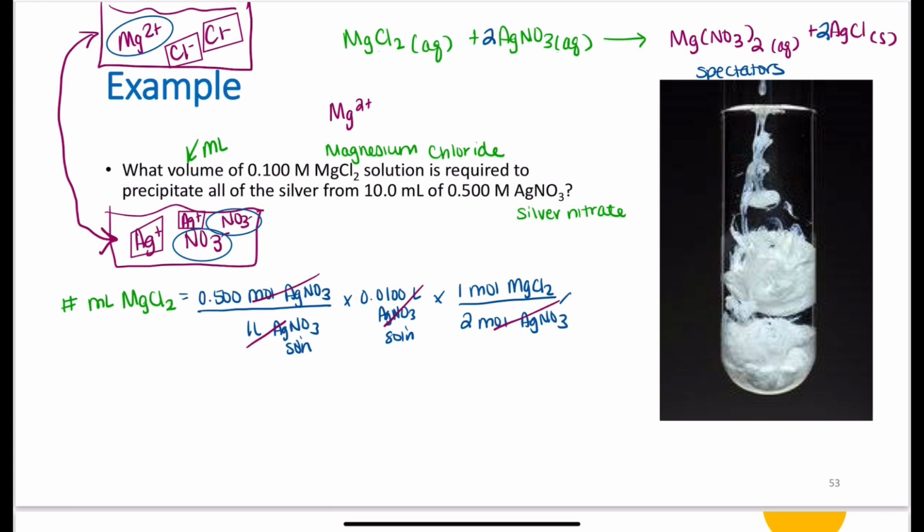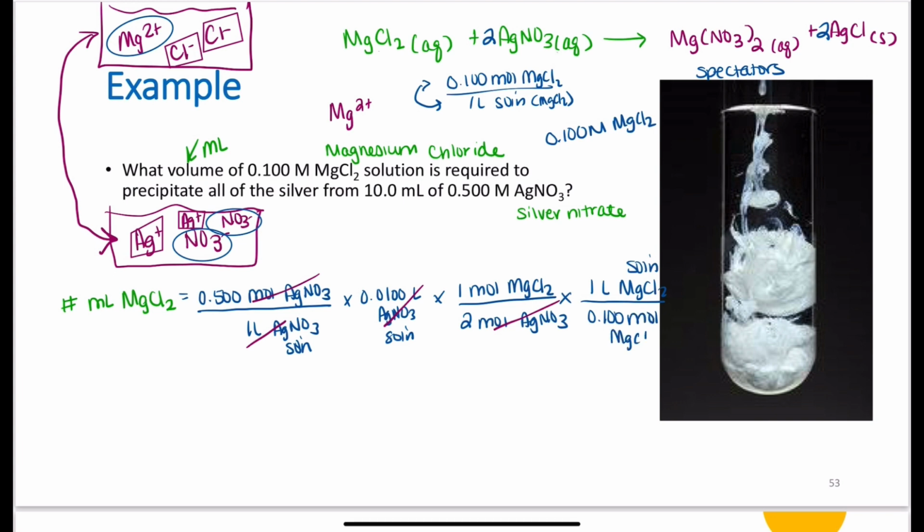Now this is where some students are going to get stuck. They're going to say, okay, but that doesn't help. I don't know how to get out of moles of magnesium chloride. I need milliliters here. Don't forget that your molarity is a conversion factor. By saying 0.100 molar MgCl2, I can say 0.1 moles magnesium chloride to 1 liter of solution, specifically magnesium chloride. Or I can flip that the other direction because it's an equality, it means it equals 1. I'm going to write 1 liter magnesium chloride solution for every 0.1 moles of magnesium chloride.